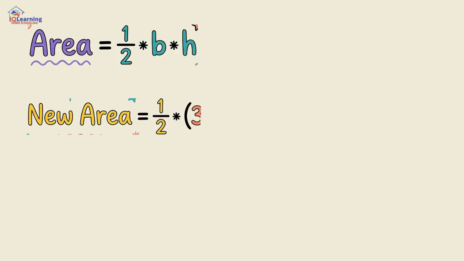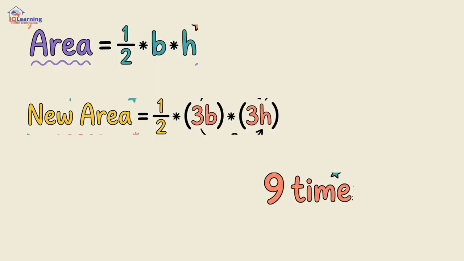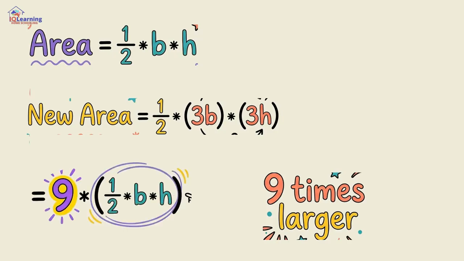And here's a quick proof using the triangle area formula. Area equals 1/2 base times height. If the base triples and the height triples, then the formula becomes 1/2 times 3b times 3h. That simplifies to 9 times 1/2 bh. So the area becomes 9 times larger.